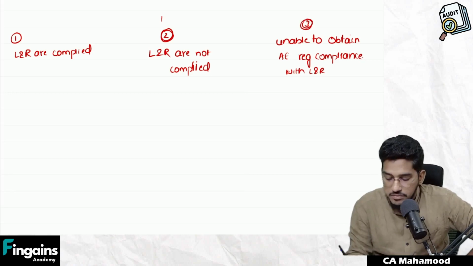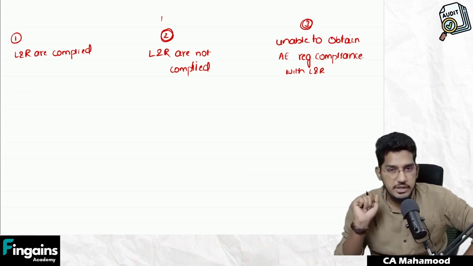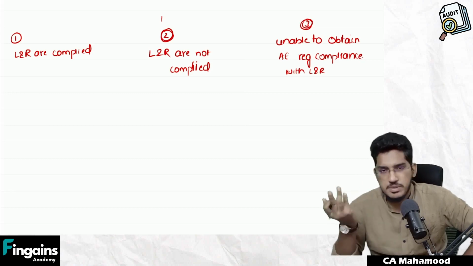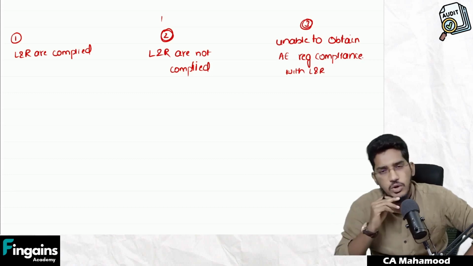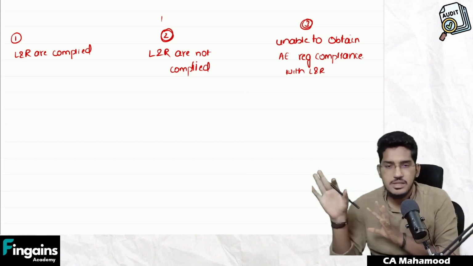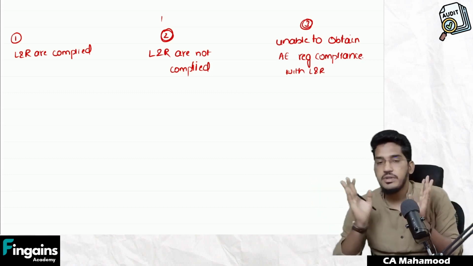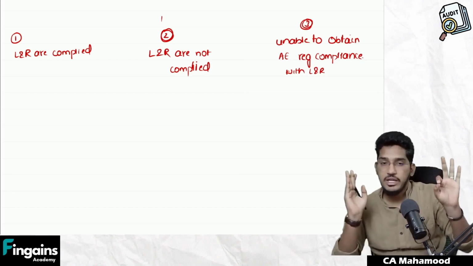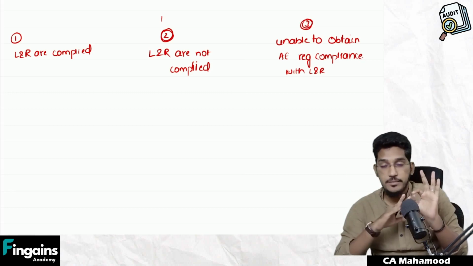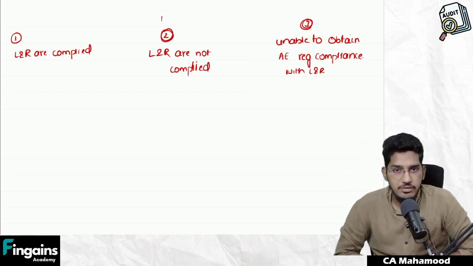The third category of observation will be: I tried to fulfill my responsibilities, but I am unable to obtain evidence because of some restrictions or some constraints. I am unable to obtain audit evidence whether the management has complied with all the laws and regulations. That is, whether some laws are complied or not, I am unable to get my audit evidence. So these three kinds of typical scenarios are possible. All laws and regulations are complied, or you found audit evidence that some are not complied, or you are unable to obtain audit evidence whether laws and regulations are complied with or not.